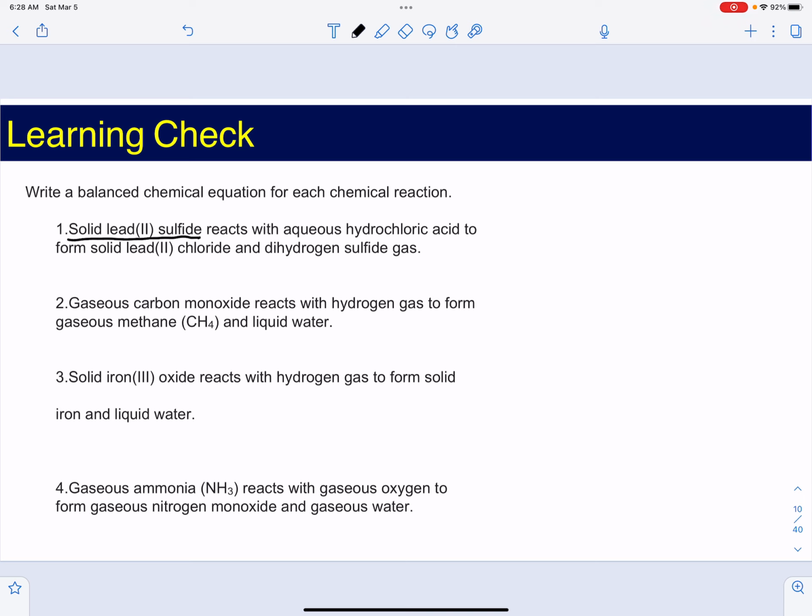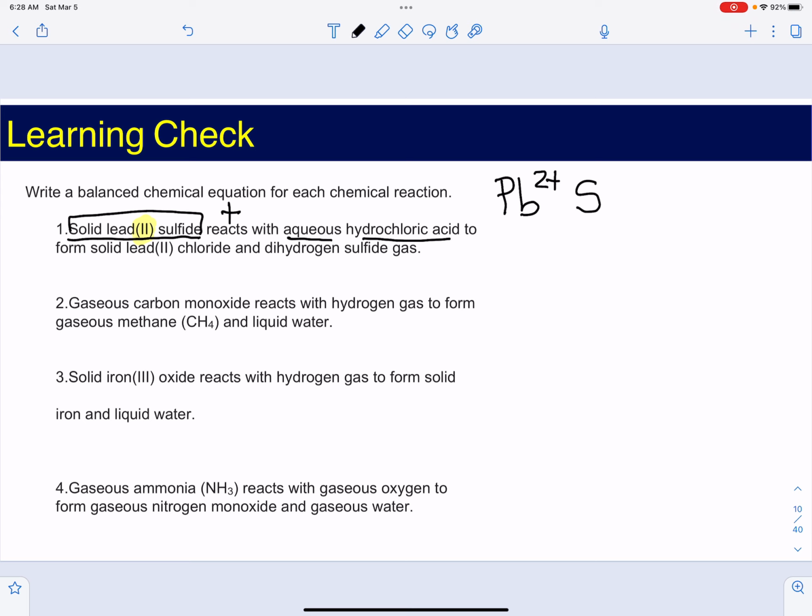So I know I'm gonna have lead, which is gonna be 2+. How do I know this is 2+? Because the Roman numeral is telling me so. And I know it's gonna be combined with sulfide. So that would be the first compound. And it's gonna react, so it's gonna add to aqueous hydrochloric acid.